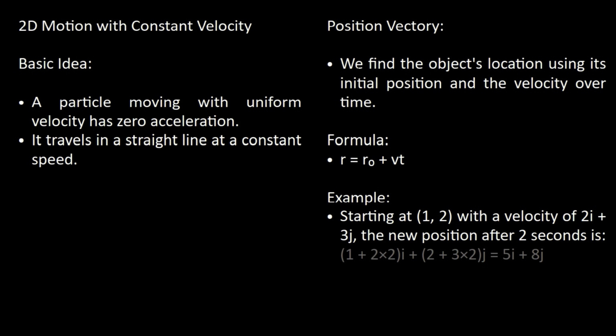So we find the object's location using its initial position, that is your r naught, right? This is your position vector, and the velocity over time. Okay, let me explain this way. Position vector equation, actually. So we can start off by looking at what is a position vector.